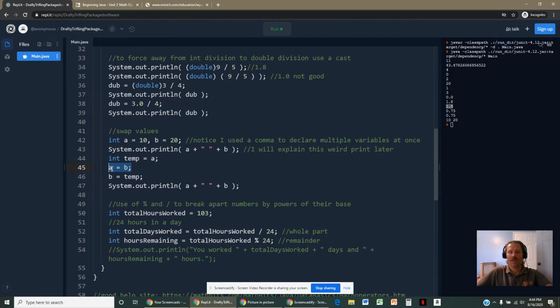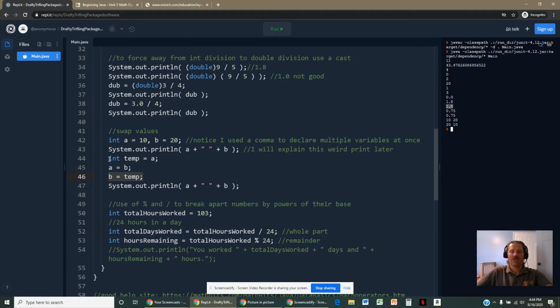Temp's holding a 10 though. And so if I then gave temp's value to B, from right to left, now I've completed the swap, and now B holds 10. So on the second print line, we should see 20 space 10 because that swap took place.